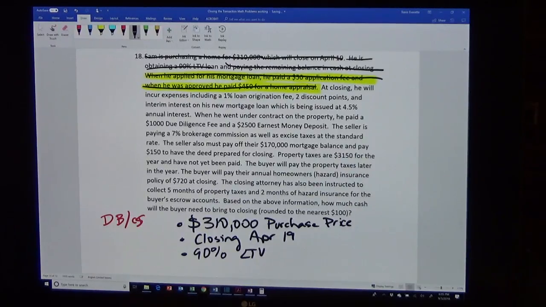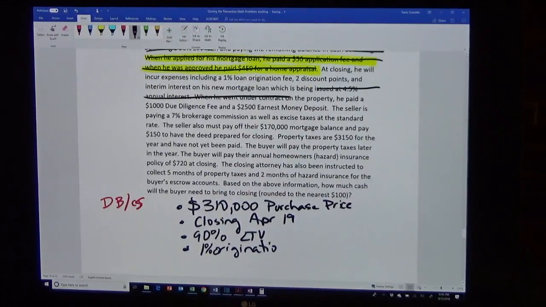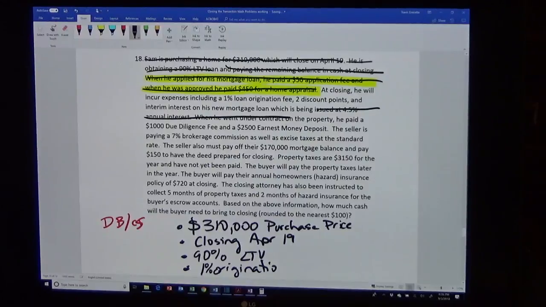At closing, he will incur expenses including a 1% loan origination fee. So we got 1% origination. Alright, let's scroll up some here so we can, oh come on.